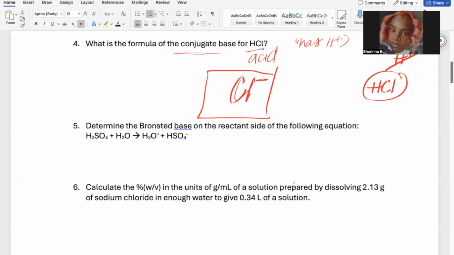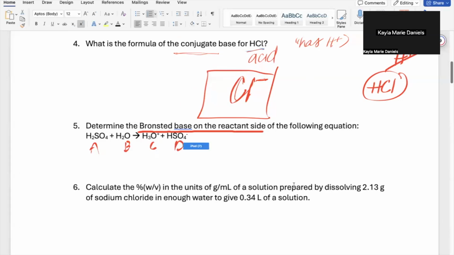Okay, read it one more time. All right, so number 5, determine the Bronsted base on the reactant side of the following equation. For the sake of practice, we can identify everything, but like I said, this is a multiple choice question. I've just written it as a free response, so you would be picking, say this was listed as A, B, C, D kind of thing. But for the sake of review, we can label.